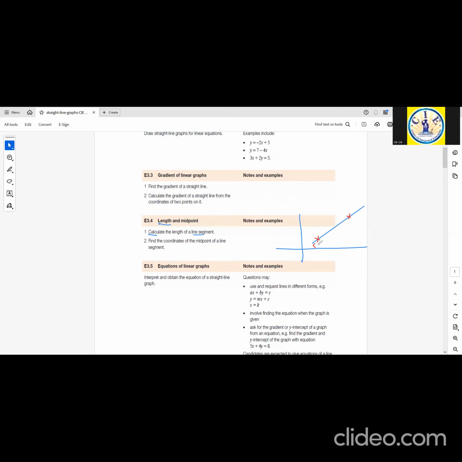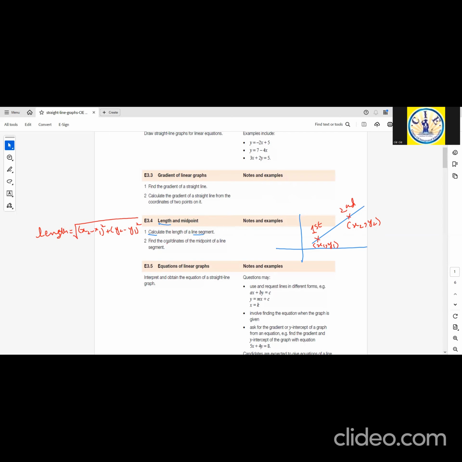We call the point lying on the left side the first point, and the point lying on the right side the second point. So its coordinates would be x2, y2. So the formula for the length of the line segment is the square root of (x2 minus x1) whole squared plus (y2 minus y1) whole squared. This is the length of the line between these 2 points.